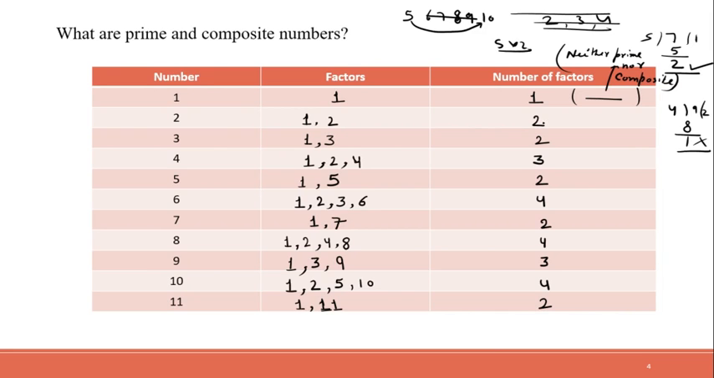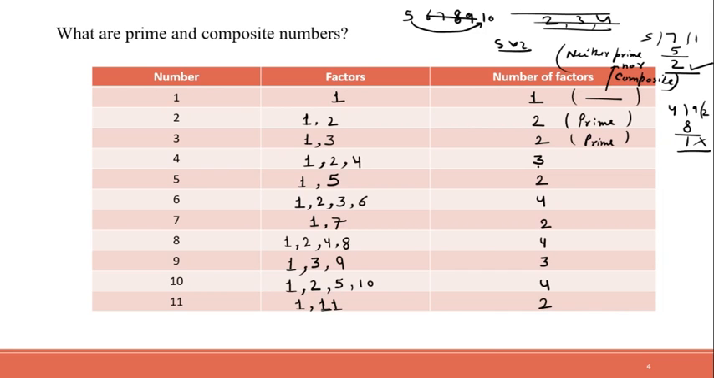Now come to 2. Number of factors are 2. And what is the definition of prime number? The number having two factors only. So it is a prime number, right? Because it is having only two factors. Now come to 3. 3 is also having only two factors. So 3 is also a prime number because both 2 and 3 have a factor 1 and the other factor is the number itself. In case of 2, it is 1 and the number itself, that is 2. In case of 3, it is 1 and the number itself, that is 3.